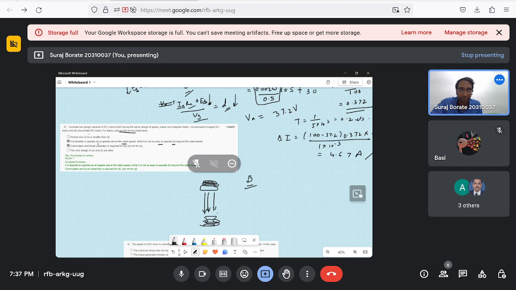Now for the peak to peak ripple, that formula we know, delta I is equal to some terms into D into T. Now D is constant, and this T increased. So delta I should increase, right? So this is the answer.